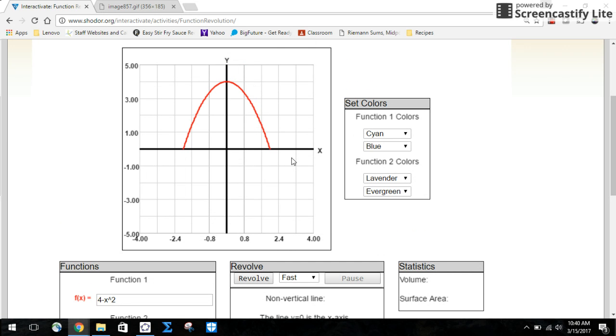So far, what we've been doing is spending time looking at the area bounded by curves. Area under a curve bounded by the x-axis, the area between two curves. That's what we've been doing for the last couple of months and days. Now what we're going to do is look at taking this area and actually rotating it.